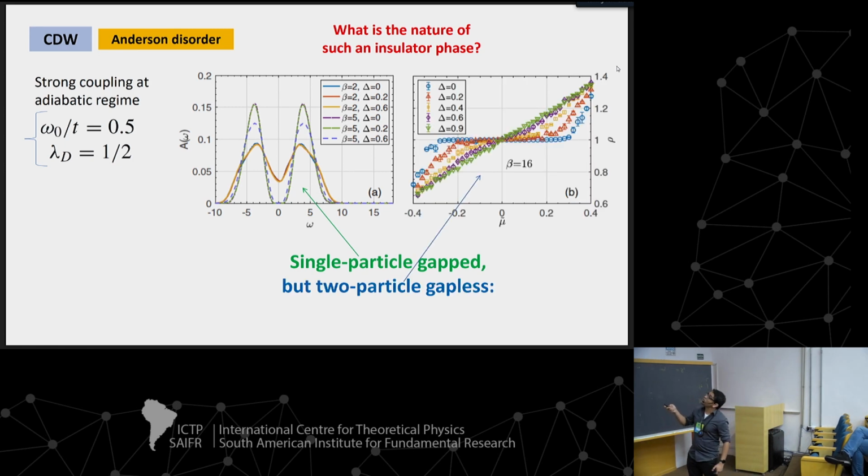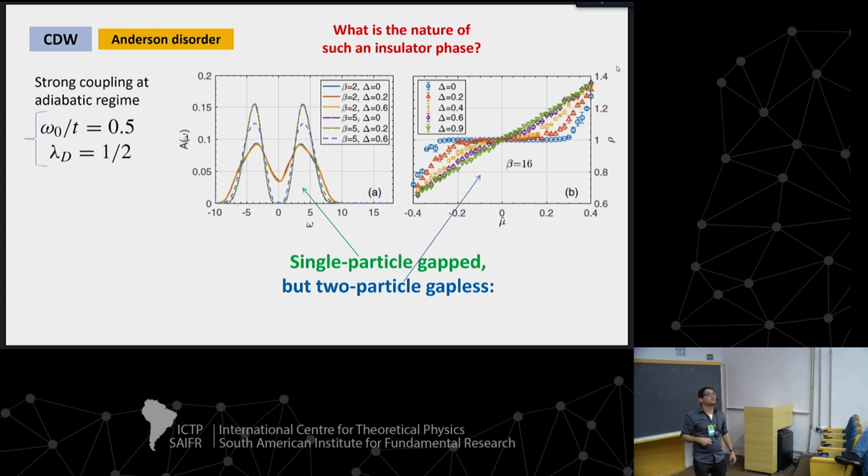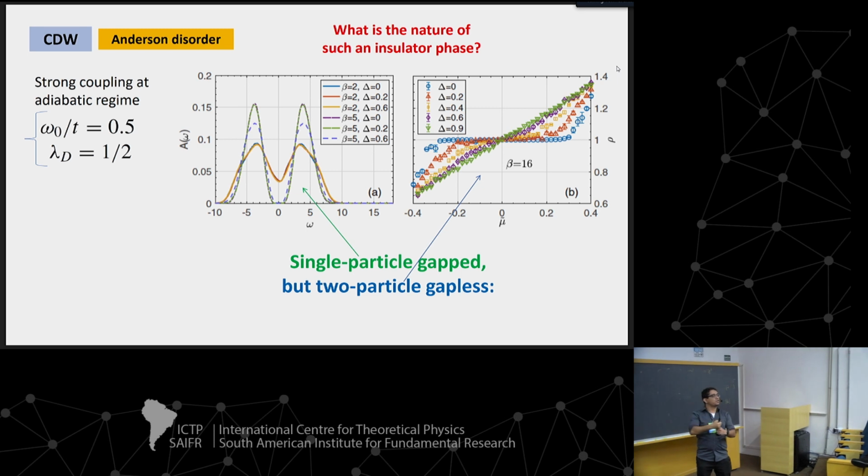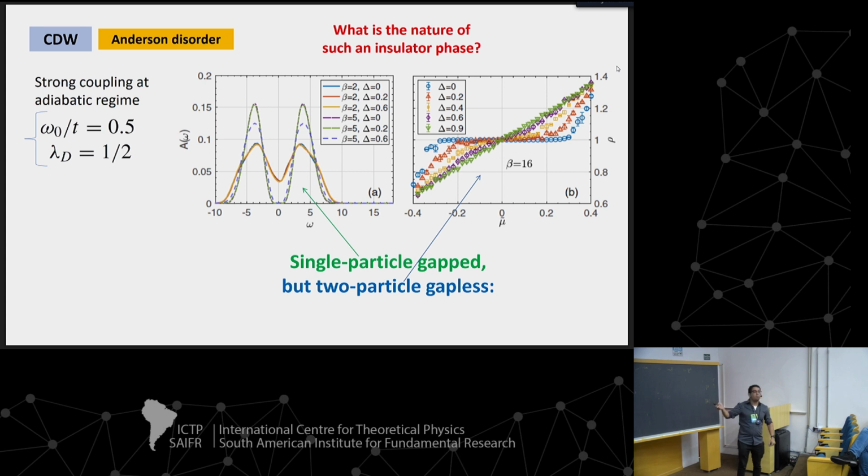But when we try to analyze the compressibility, the density as a function of the chemical potential, we have a completely contrasting result. Because here we have an insulator, but when you plot the density as a function of the chemical potential, it seems that it is gapless. But what happens here is basically that it's easier for the system to add 2 particles instead of 1 particle because you have a strong electron-phonon coupling. So this is a single-particle gapped state, but it's 2-particle gapless.